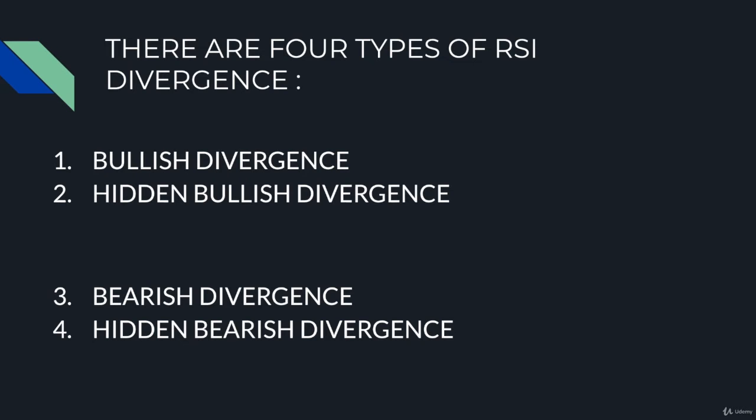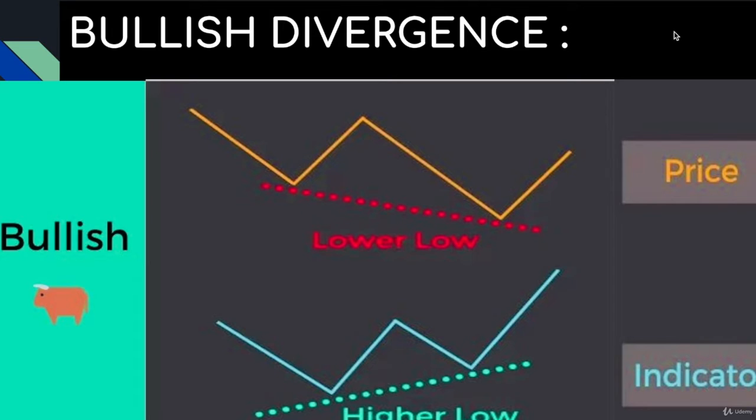So basically there are four types of RSI divergence which we will be discussing in this video. The number one is the bullish divergence, the second is the hidden bullish divergence, the third and fourth are the bearish divergence and the hidden bearish divergence. Let's move forward. This is the bullish divergence example. This is only an example, we'll be discussing this on the chart after this.